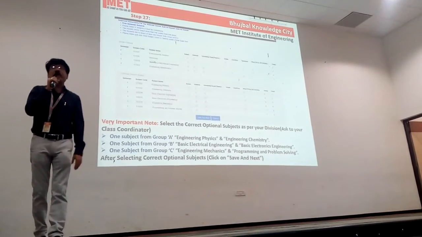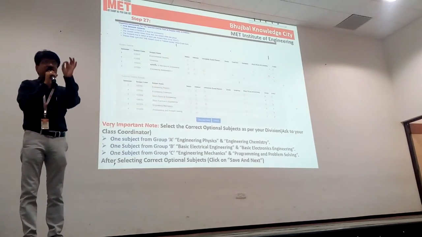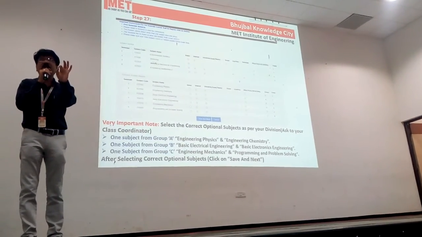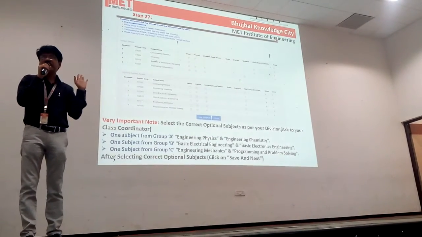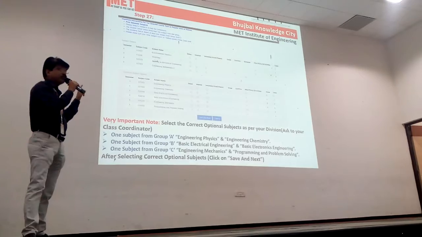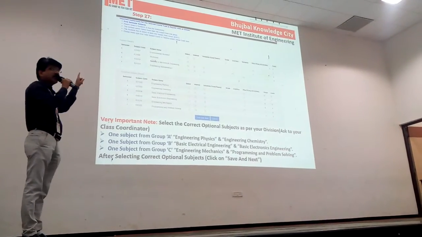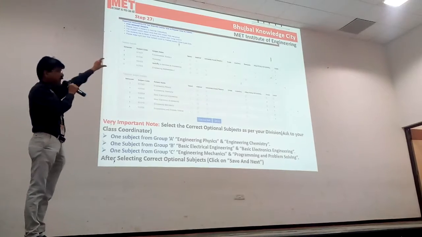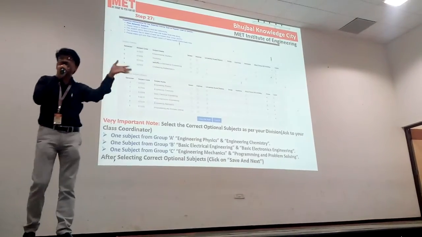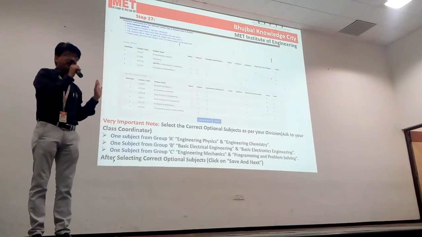Subject details will appear, and this is a very important step which you need to remember. If you make some mistake here, your seat number will come for the wrong subject. Okay, so here you have to select the proper subject for the optional form. The first table is given for compulsory subjects, it is disabled.